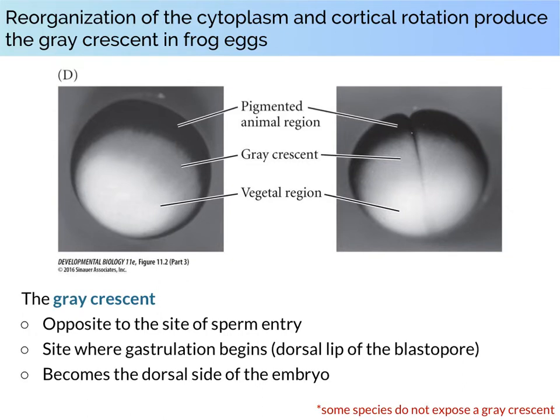So as I just mentioned, the region of the gray crescent marks the side that is opposite to the sperm entry. And even in species in which the gray crescent is not exposed, the cortical cytoplasm still rotates relative to the inner cytoplasm. And so that means that the side where gastrulation is going to begin is going to be opposite to the side of sperm entry. And so recall that this side where gastrulation starts, which is opposite to the side of sperm entry, becomes the dorsal side of the embryo or the back of the embryo.